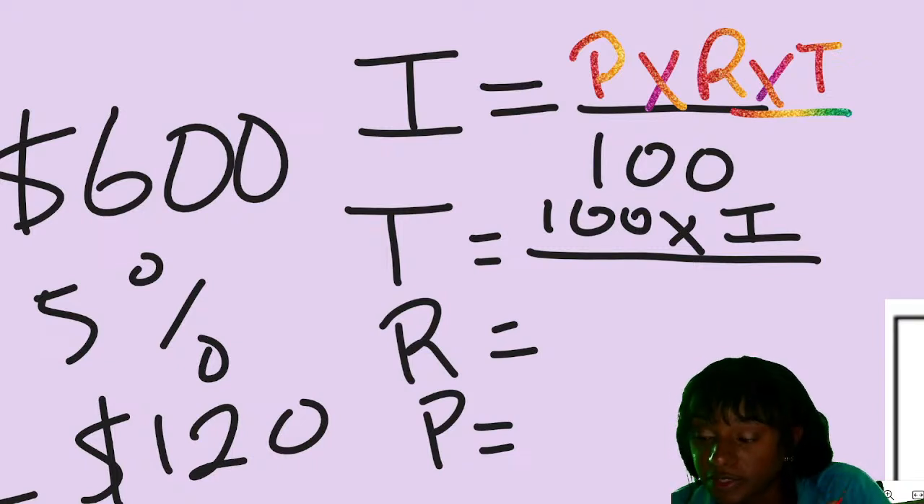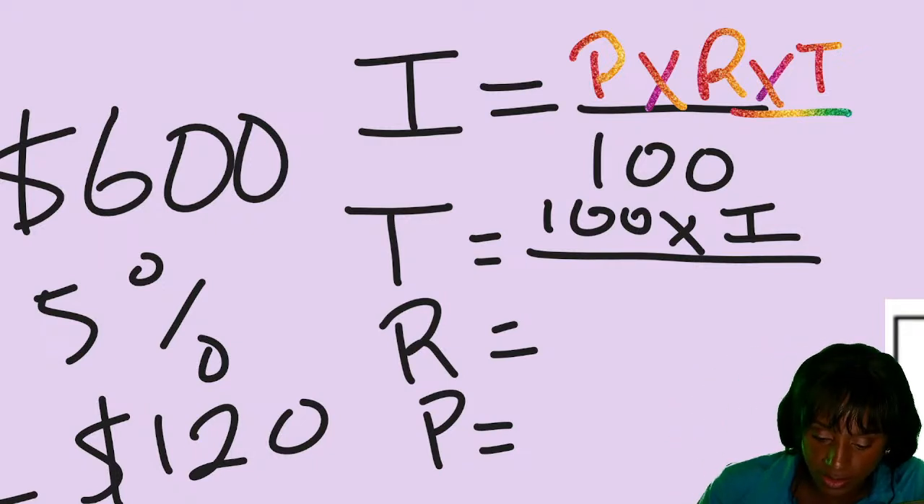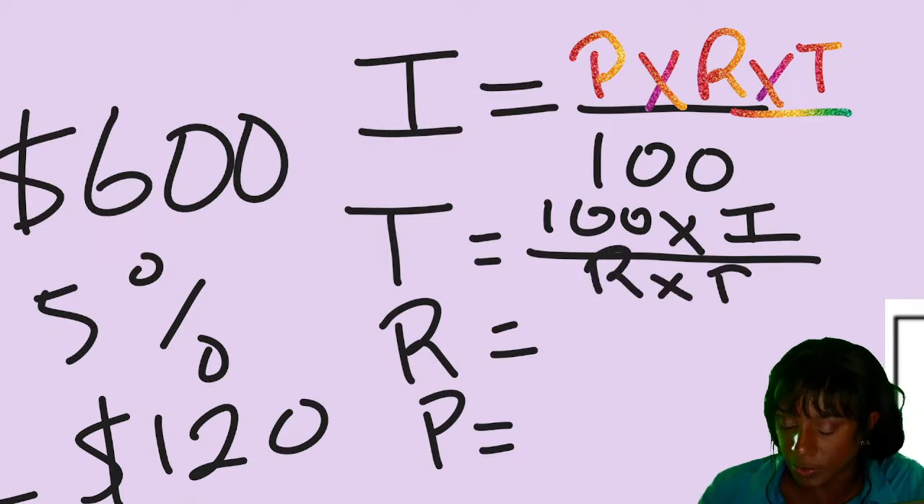Again, we are dealing with principal, rate, and time. We already have time as the subject. The numerator is 100 times I, so what are we missing? Right, we are missing the rate and the principal. So rate times principal. You're going to see a pattern here for these formulas.